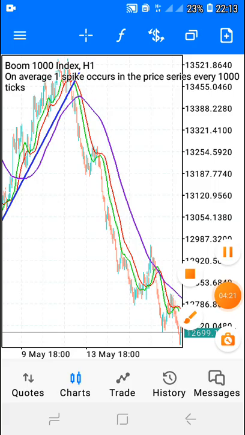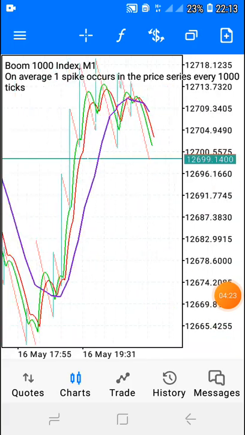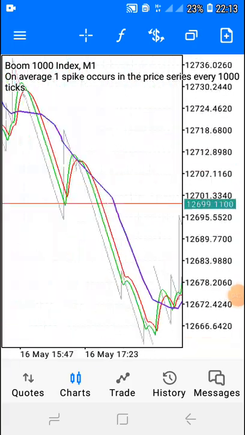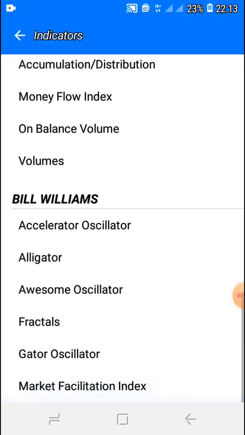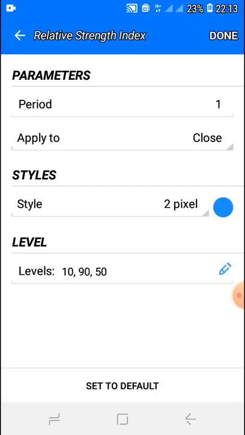So once you're done with that, you're gonna go to the 1 minute time frame. Once you're in the 1 minute time frame, you are going to add your RSI to the chart, and make sure that your parameters are like this. The period should be 1, apply to close, style 2 pixel blue, levels 10, 90 and 50.